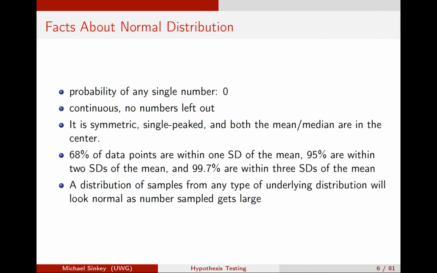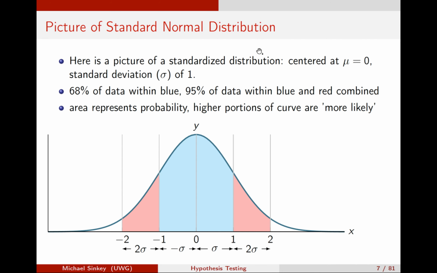Now, where do the standard deviations come in? Well, no matter what the mean is, 68% of the data points are within 1 standard deviation of the mean. 95% are within 2, 99.7% are within 3, roughly. And so you end up with something that looks like this. Now, here is a standard normal distribution where the mean is 0 and standard deviation is 1.